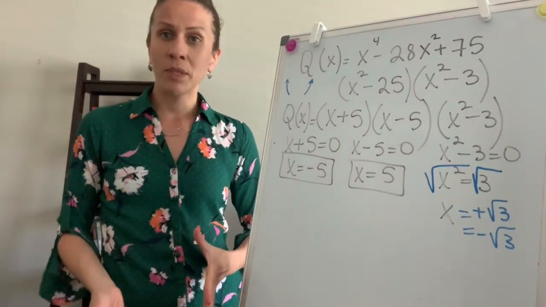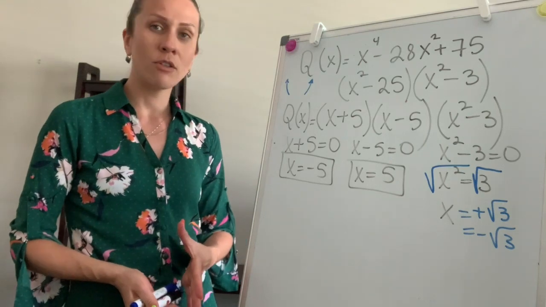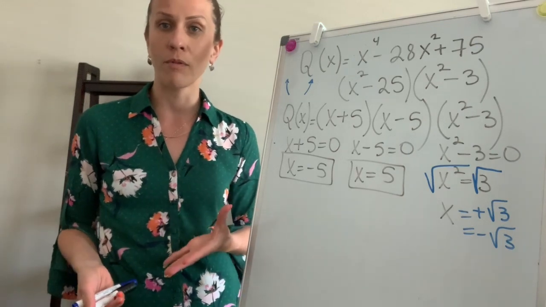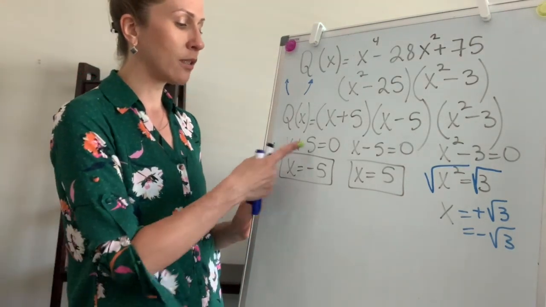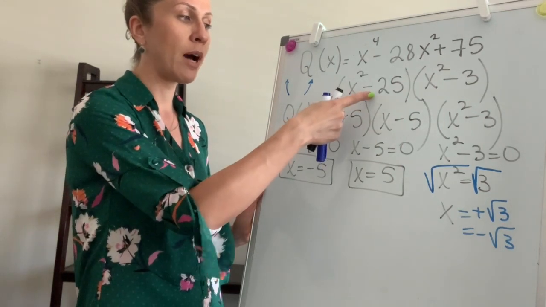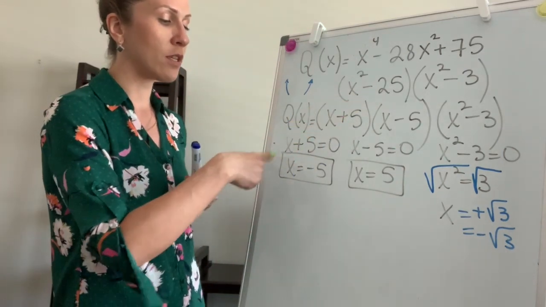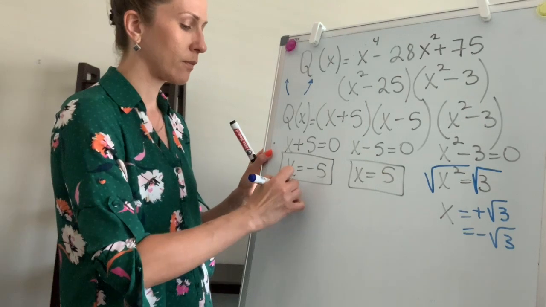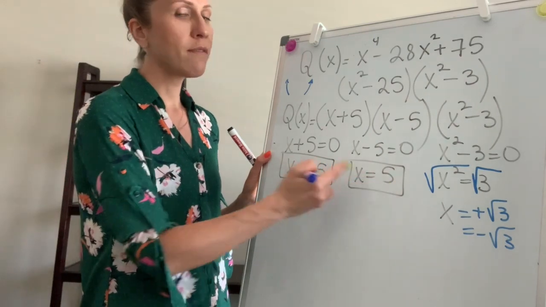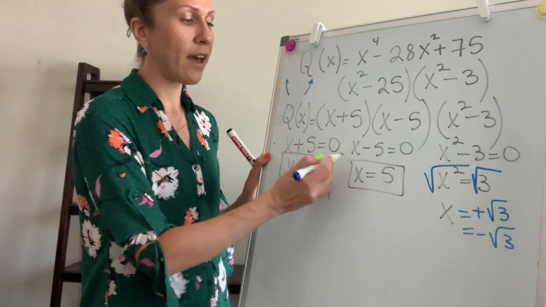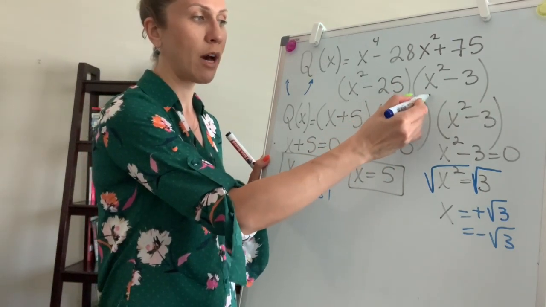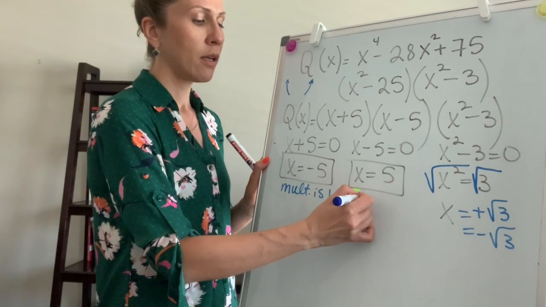Now let's determine the multiplicity of each of these zeros. Remember, the multiplicity of a zero is how many times the factor that gave us that zero appears in the factored form of the polynomial function. The first zero is x equals negative 5. That was produced by the factor x plus 5, and it appeared one time because the power is 1. So the multiplicity of this zero is 1. X equals 5 is the second zero, produced by the factor x minus 5, and that factor also appeared only one time because the power is 1, so the multiplicity is also 1.